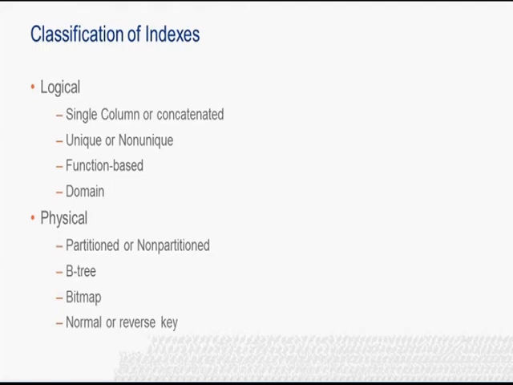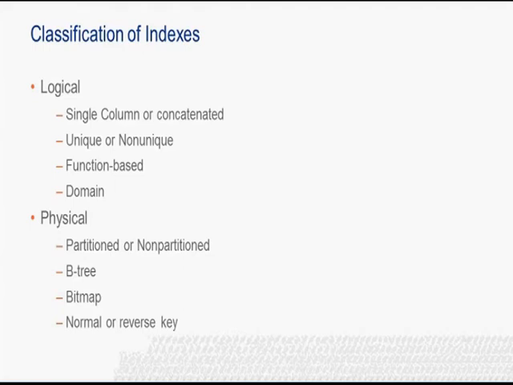Function-based indexes. A function-based index is created when using functions or expressions that involve one or more columns in the table being indexed. A function-based index pre-computes the value of the function or expression and stores it in the index. Function-based indexes can be created as either a B-tree or a bitmap index.